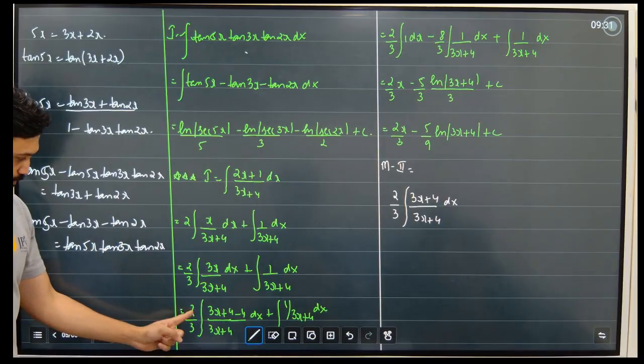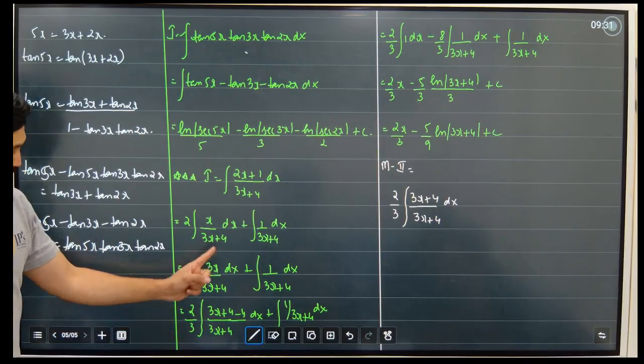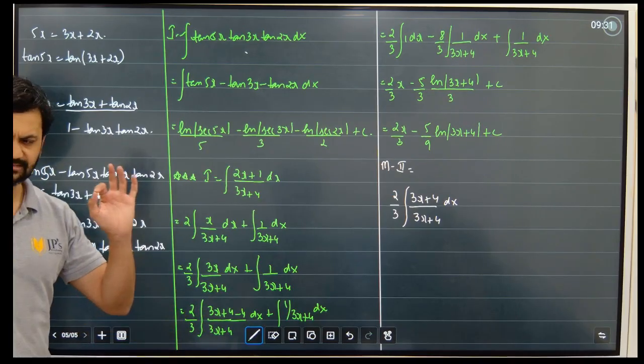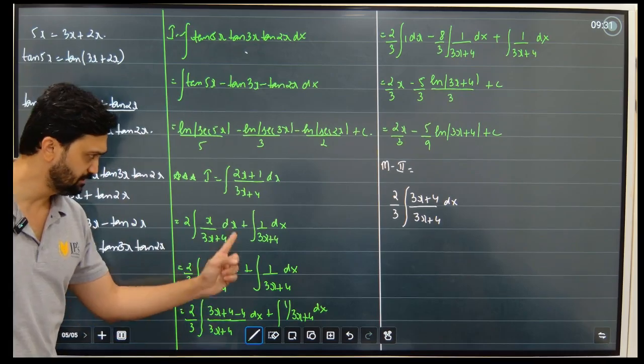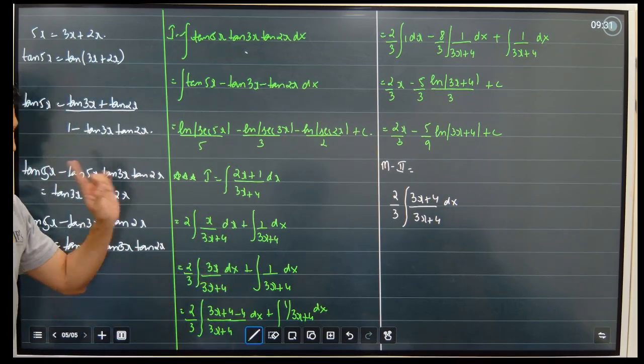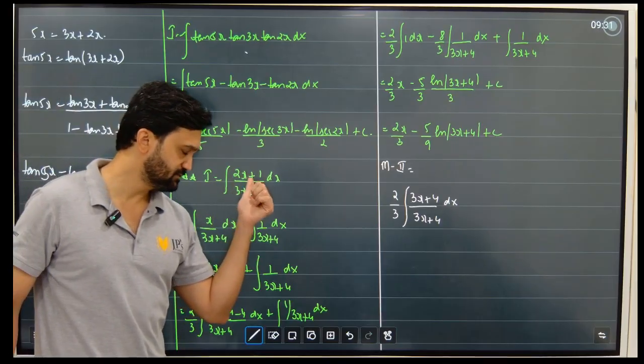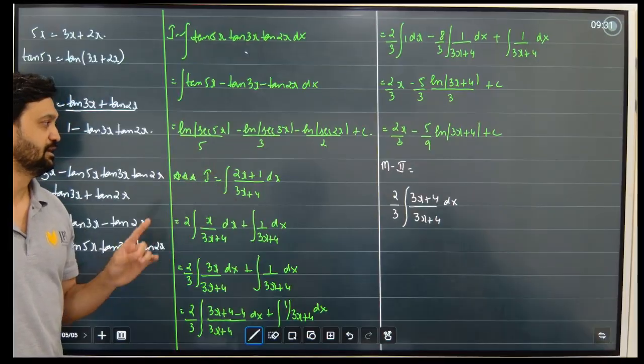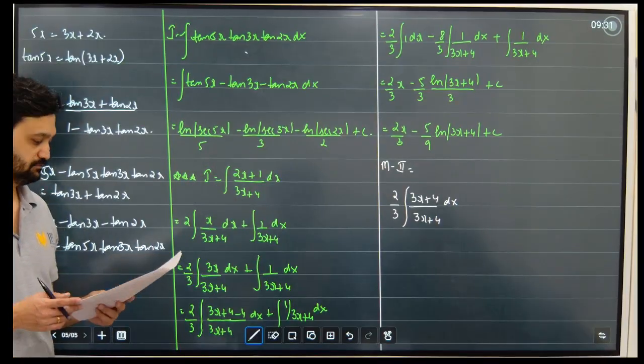If you want to see, look at this. Same step. Look at this. 2 upon 3, (3x plus 4) upon (3x plus 4). You have got exactly the same step. So we have not done these two steps. I repeat again. Coefficient of x in the numerator upon coefficient of x in the denominator. Integration (3x plus 4) upon (3x plus 4) dx.